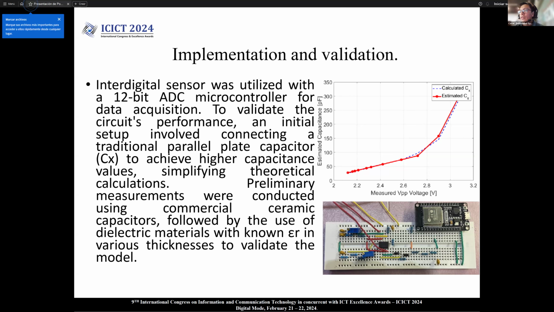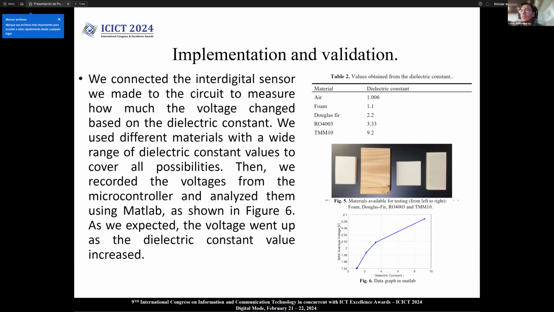So as you can see, we have these preliminary results. We use basic components like capacitors, resistors, and operational amplifiers. We connected this interdigital sensor that we made to the circuit to measure how much the voltage changes based on the electric constant. We use different materials with a wide range of electric constant values to cover all possibilities. Then we recorded the voltage from the microcontroller, and after that we analyzed this information using MATLAB. As shown in the picture, as we expected, the voltage went up as the electric constant value increased.